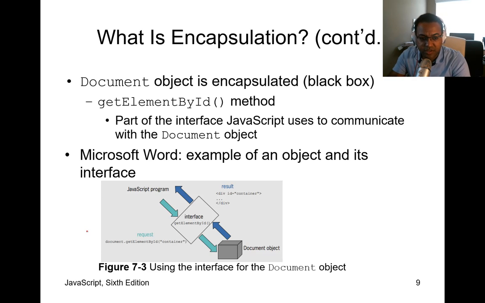So the document object is encapsulated in a black box. This is true. The getElementById method is part of the interface JavaScript uses to communicate with the document object. And then it uses Microsoft Word as an example. But just know that we ourselves don't go into the DOM and pick out IDs. We use a method, and the method goes and gets that specific tag. That is a form of encapsulation. However, I would argue that that's not necessarily JavaScript itself doing that, but c'est la vie.